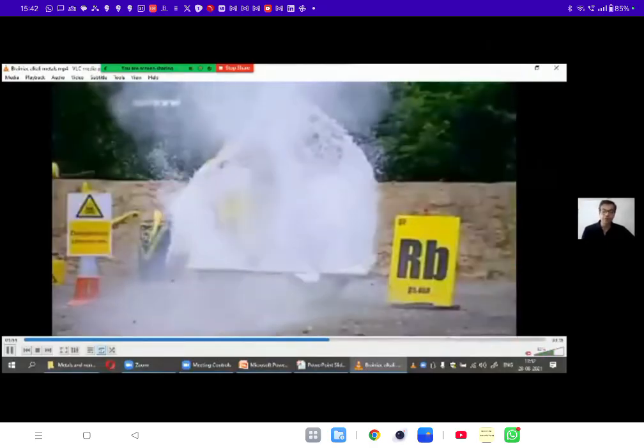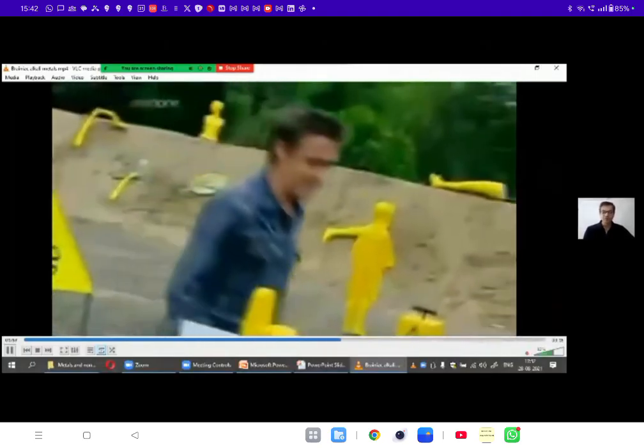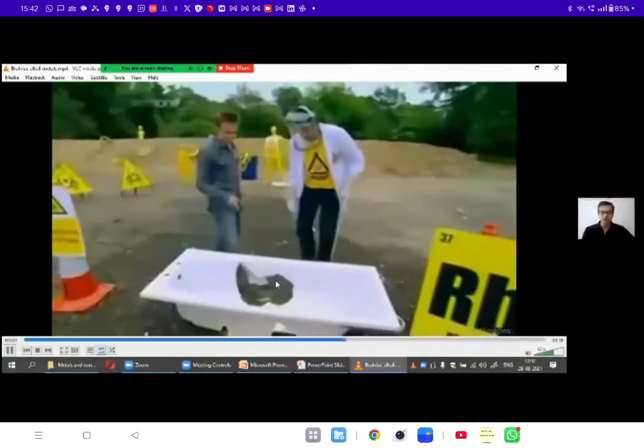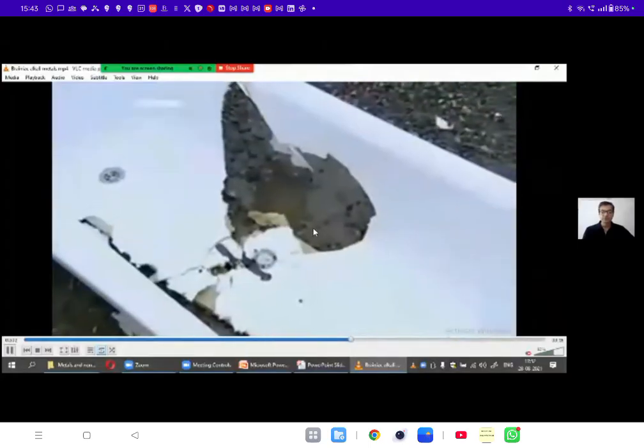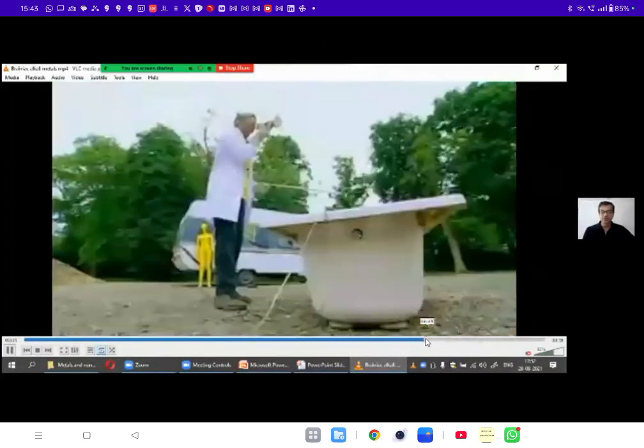Explosive. Like a bomb, but it is not a bomb, okay? It is a chemical reaction happening between the rubidium and water. See what has happened to the tub? That was metal rubidium, and the last one is very reactive.